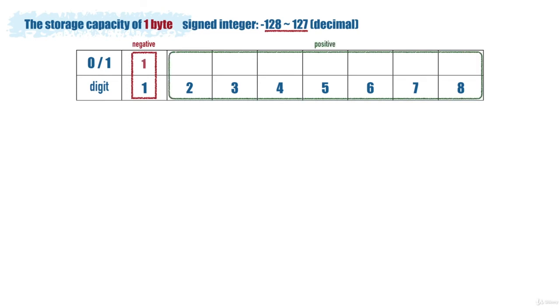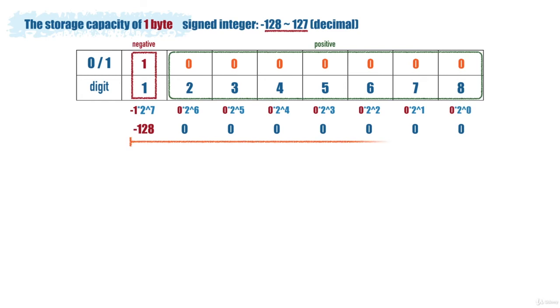If we set the first digit to 1, it actually represents negative 1 multiplied by 2 raised to the 7th. The result is negative 128. To get the smallest negative number, or the negative number with the biggest absolute value, we fill the remaining 7 digits with zeros. Then we add negative 128 and 7 zeros together. This is why the smallest signed integer 1 byte can hold is negative 128.